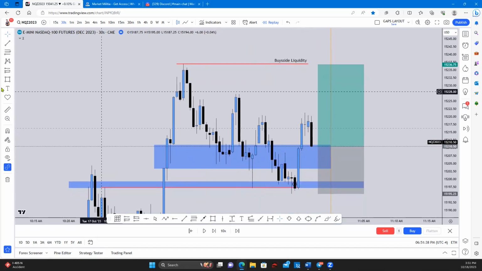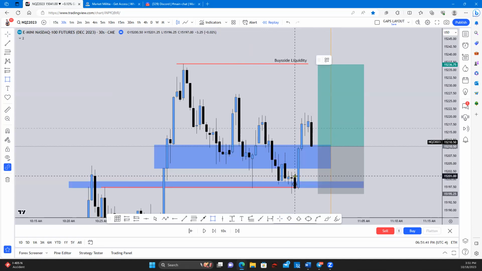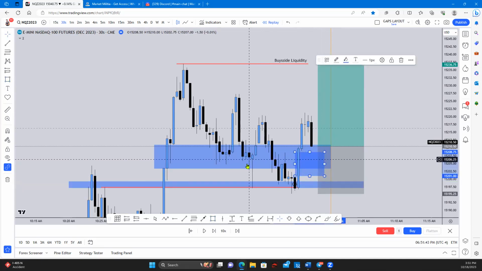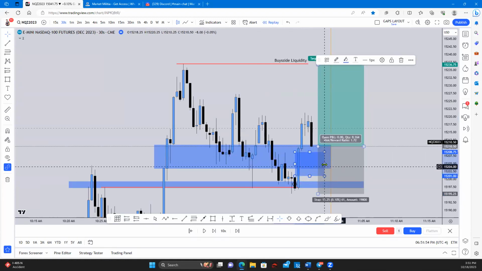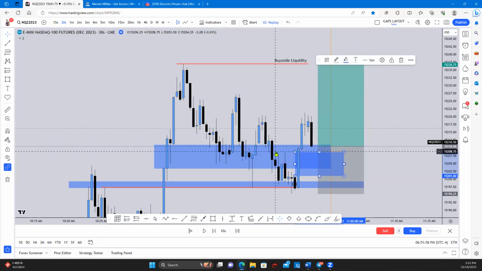Or you could wait until it drops down into this fair value gap, because now we have a high, a low, high, lower low. So we have a nice breaker in here with this fair value gap. So it could come all the way in here. If you want to be more patient and get here, it's a nice market structure shift here.